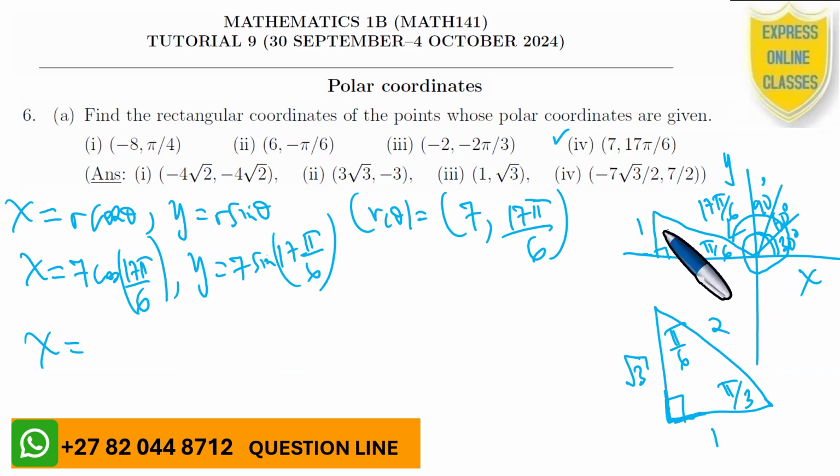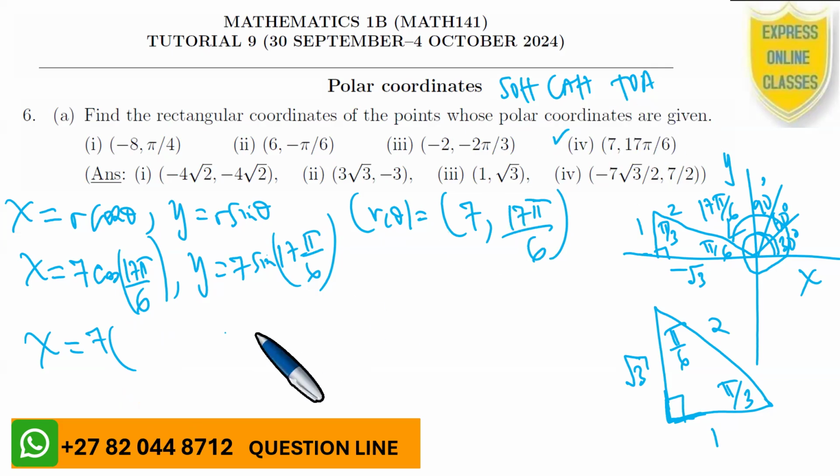And then this one is going to be pi out of 3, and then negative the square root of 3 over 2. So the cosine of this is what? Is exactly SOHCAHTOA. The cosine is adjacent over hypotenuse.